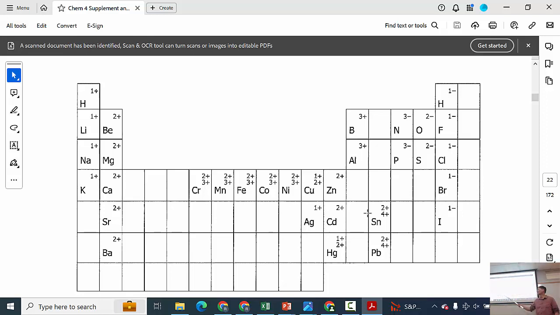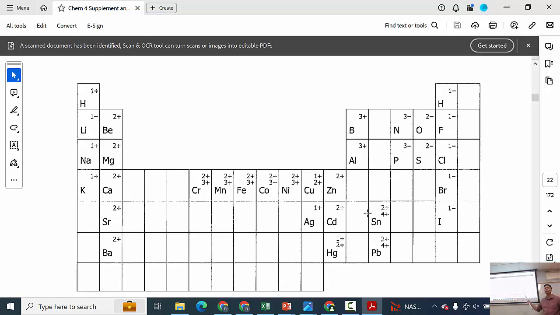If I have an element here, what is its charge? Plus 2, plus 3. If I have an element here, what do you think its charge is? Plus 2 and plus 4. If I have an element here, this is not enough. This is plus 3, plus 5.